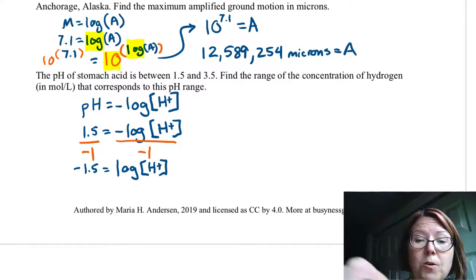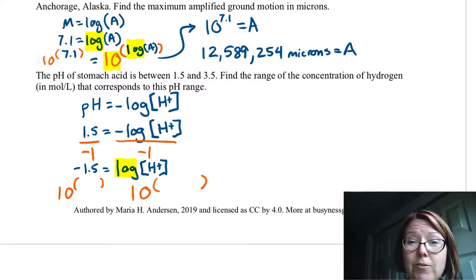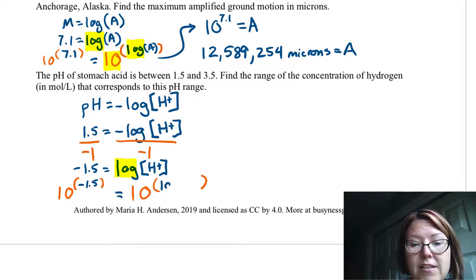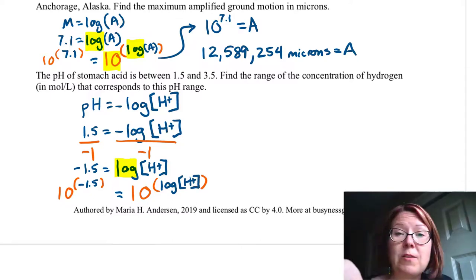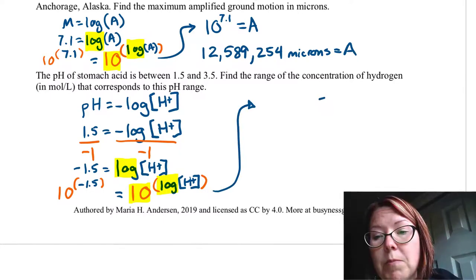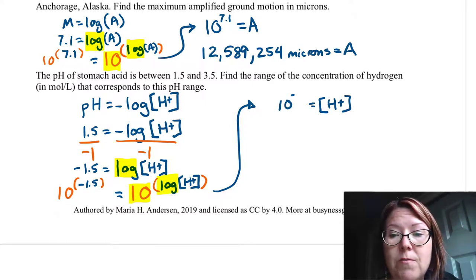Okay, now we know that this is a log base 10. We're going to use 10 to the something on the left and 10 to the something on the right as our inverse. So 10 to the negative 1.5 on the left and 10 to the log of [H plus] on the right. On the right, we have a base of 10 and log, which is also a base of 10. So that should simplify to just be [capital H plus] on the right-hand side. And on the left-hand side, we'll have 10 to the negative 1.5.